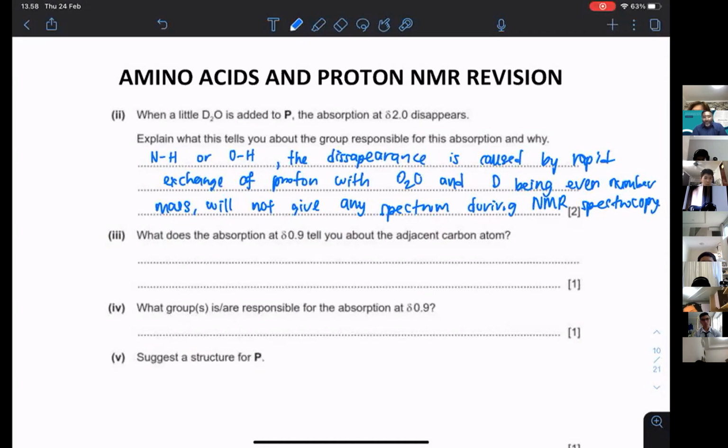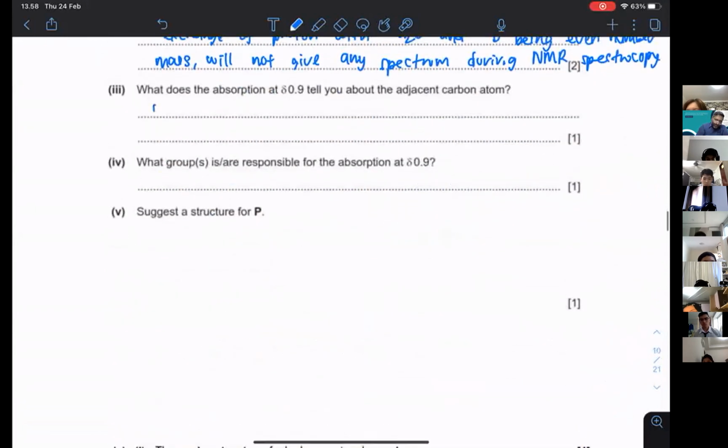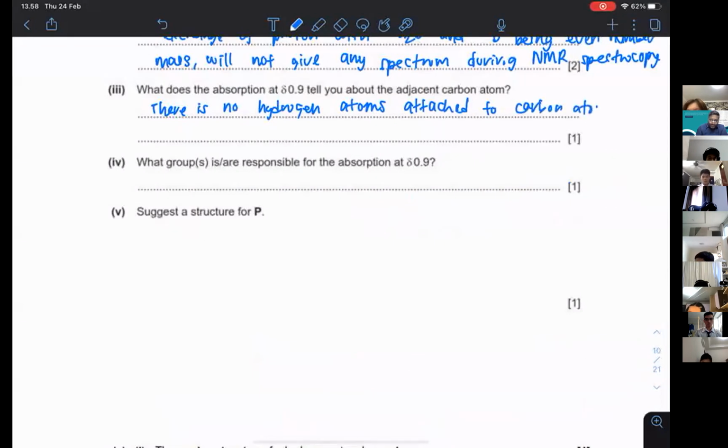What does the absorption at 0.9 tell you about the adjacent carbon atoms? Since there is no splitting, I can just say that there are no hydrogen atoms attached to the adjacent carbon atom. That is going to be the conclusion.